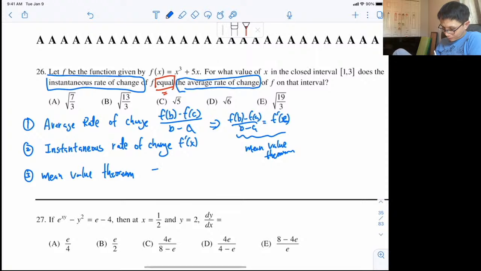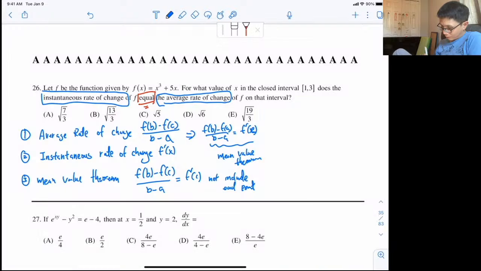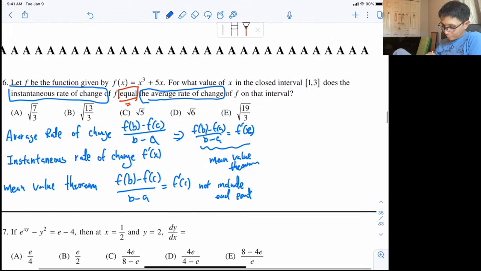Mean value theorem is going to be the combination of two, which is what we did today with that hard problem. You had to understand, because the endpoint is not differentiable. So how do I take f of b minus f of a? Well, I just plug in f of 3 minus f of 1 over 3 minus 1 equal to the derivative of x cubed.